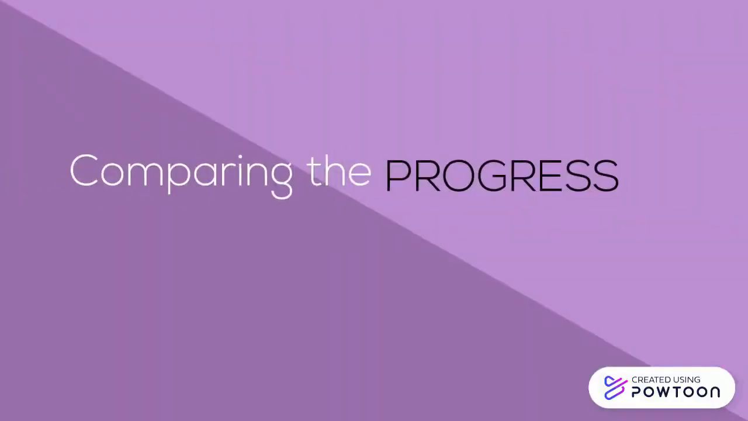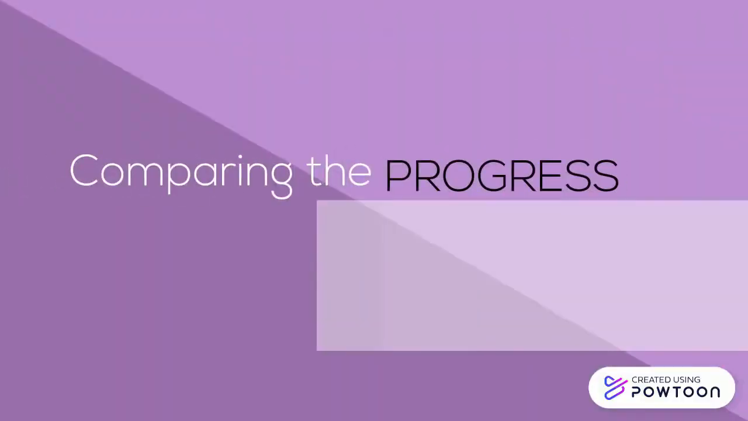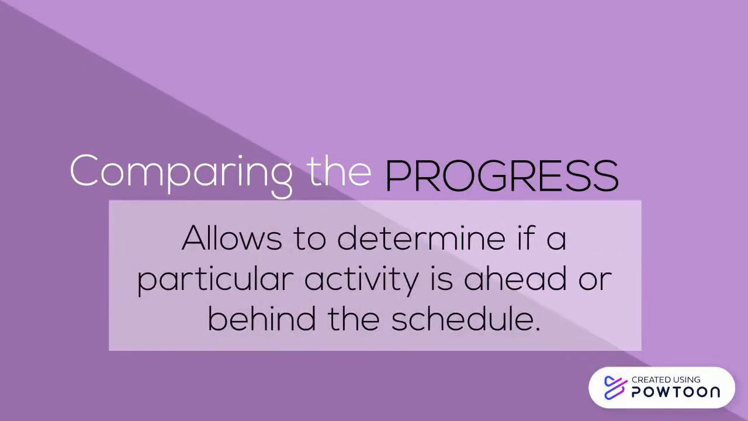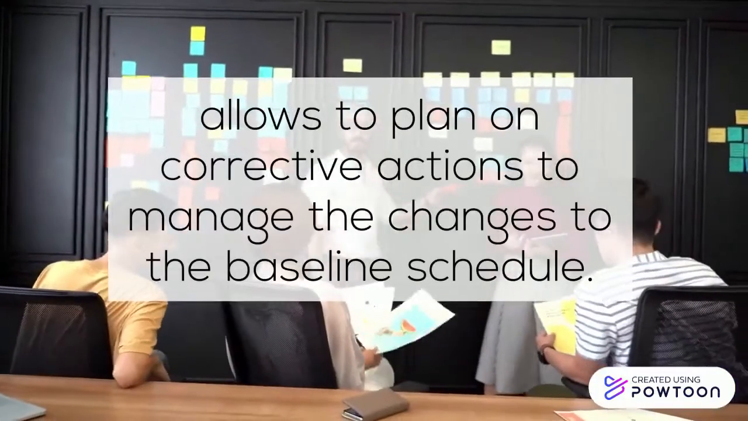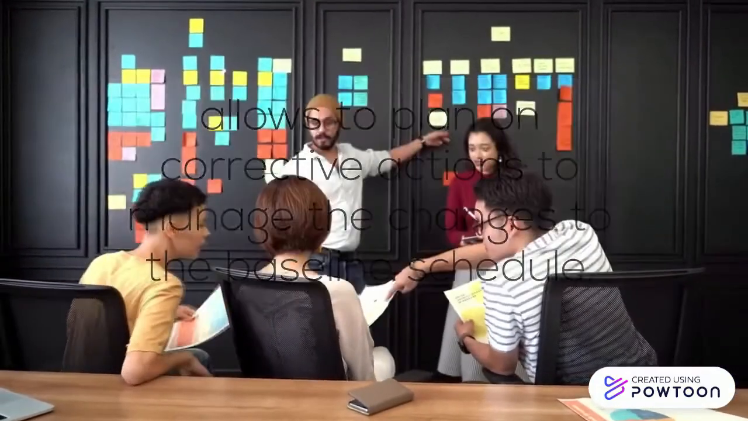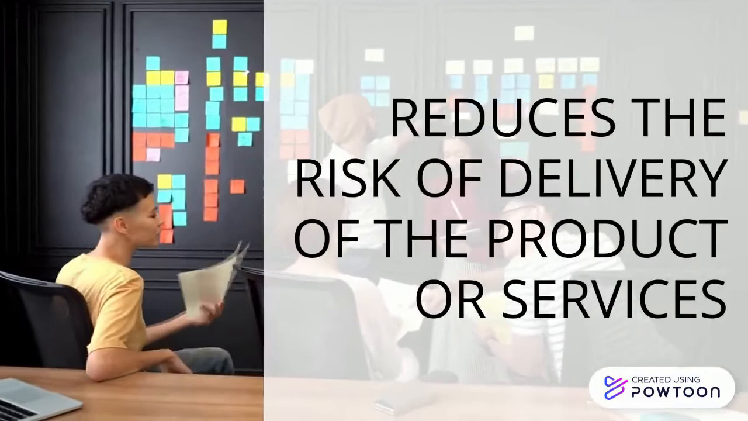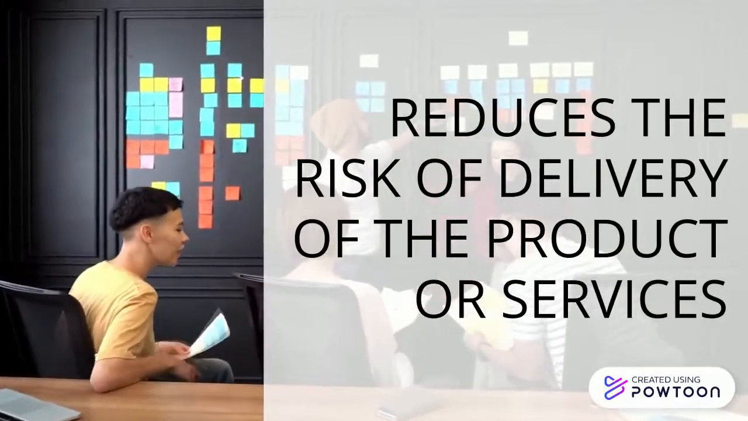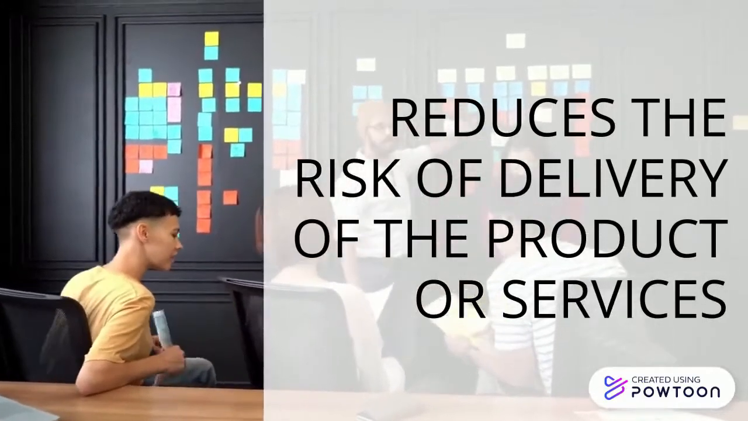Comparing the progress of the project against a scheduled baseline allows project managers to determine if a particular project activity is ahead or behind the schedule. Project managers can then plan a corrective action to manage the changes to the baseline schedule. This will reduce the risk of delivery of the products or service, especially when it is managed well.